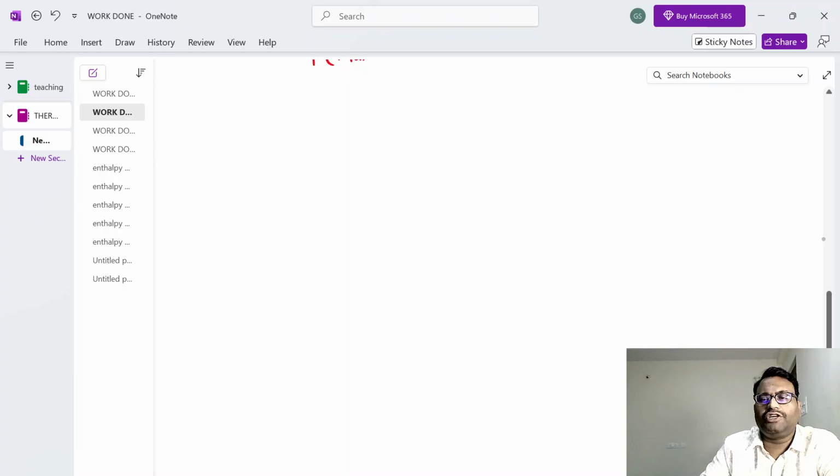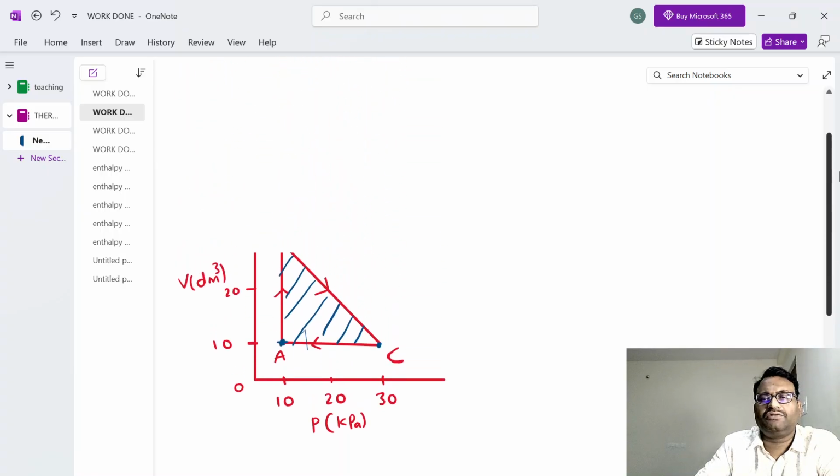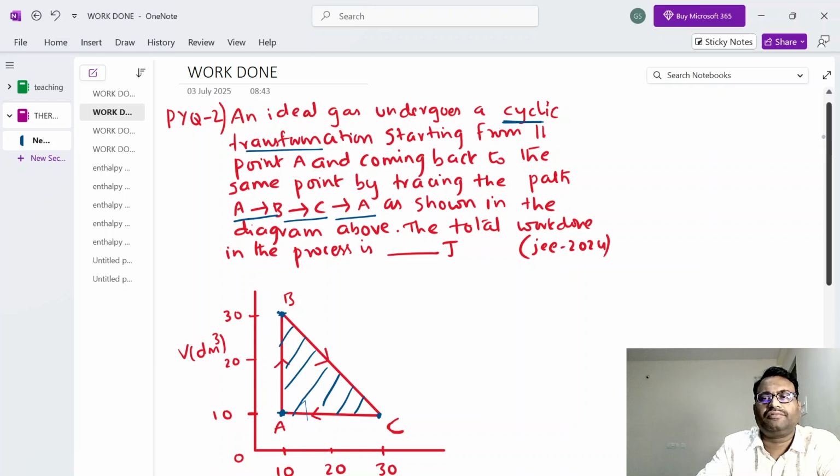So if you look into the next one, let us see this. In this, an ideal gas undergoes a cyclic transformation starting from the point A and coming back to the same point by tracing the path A to B, B to C and C to A as shown in the diagram of the total work done in the processes.